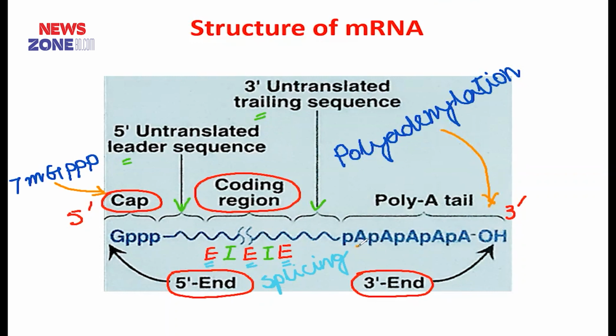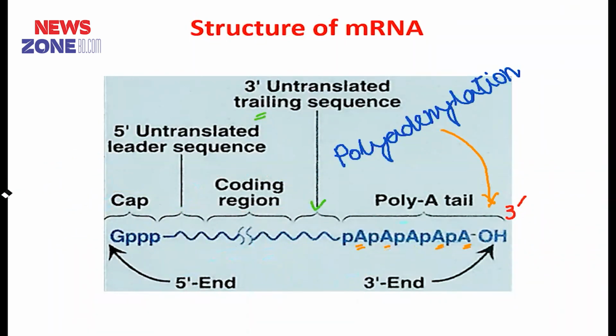These are the adenine nucleotides that are joined at the 3' end during the process of polyadenylation. The cap at the 5' end and the poly-A tail at the 3' end, these two modifications protect the newly synthesized messenger RNA from premature degradation by exonucleases during its journey from the nucleus to the cytoplasm.